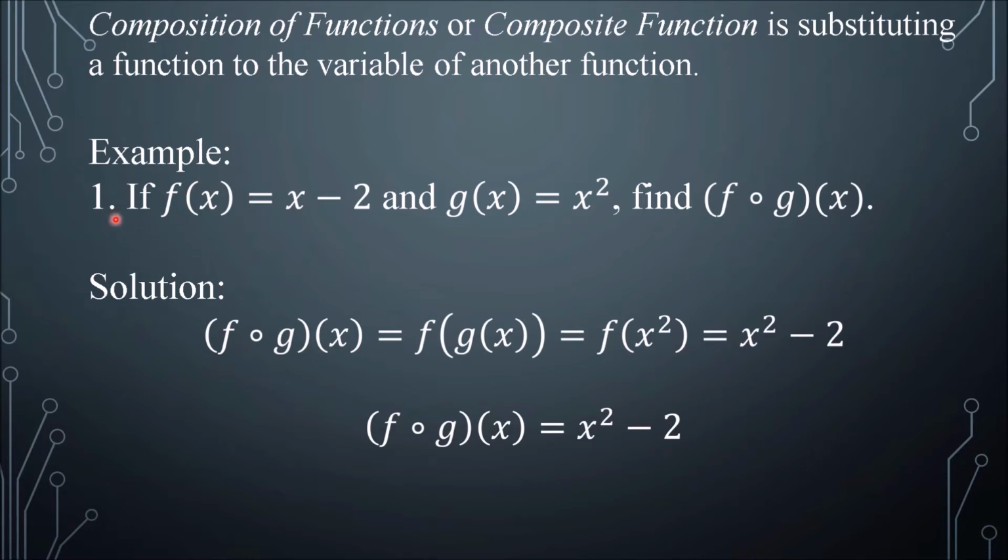Example, if f of x is equal to x minus 2 and g of x is equal to x squared, find f of g of x. So f of g of x is equal to f of x squared because g of x is x squared. Now you substitute x squared to x here, it will become x squared minus 2. So f of g of x is equal to x squared minus 2.